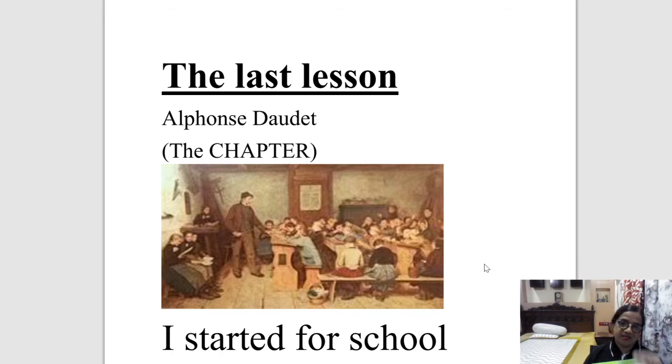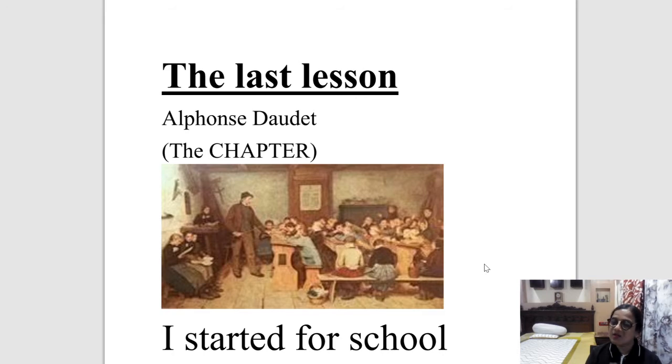So, this is the history. Now, here you see that the author, Alphonse Daudet, has given this story the name The Last Lesson. Now, what is the story about? The last lesson is the story in which there are two main characters, M. Hamel, the teacher who used to teach French in the schools in Alsace and Lorraine, and Franz, the student who also attended the class.